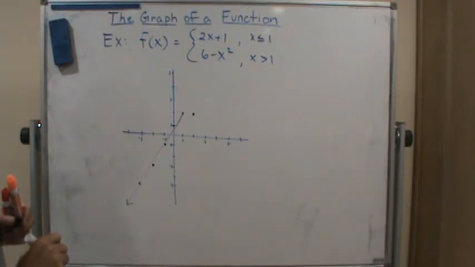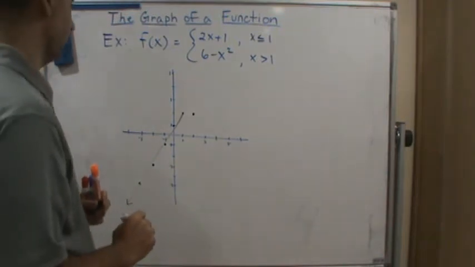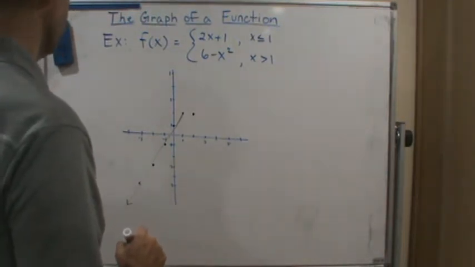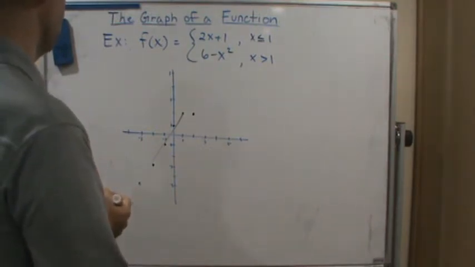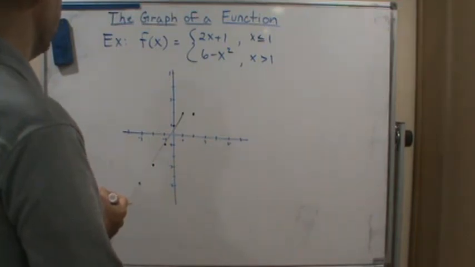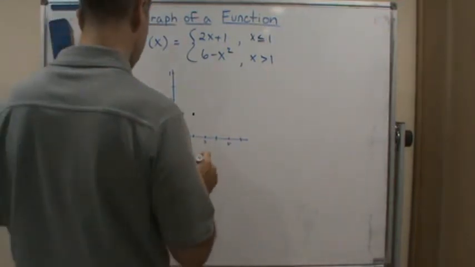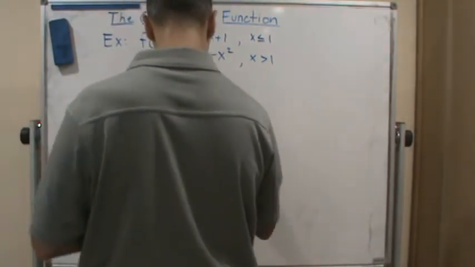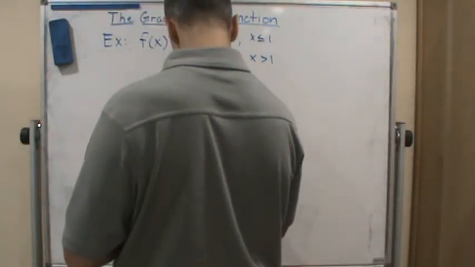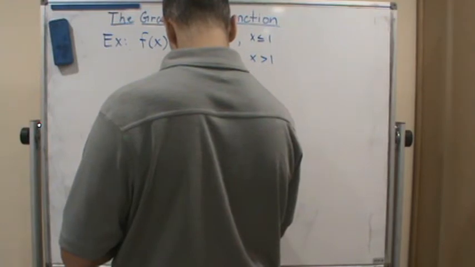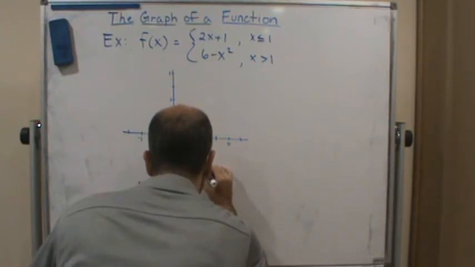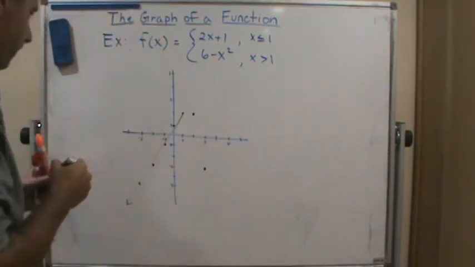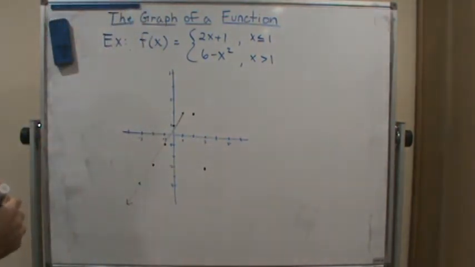At x equals 3, I get 9. 6 minus 9 is -3. So at 3, we get -3. And it looks like it's going to obviously keep going down negative.